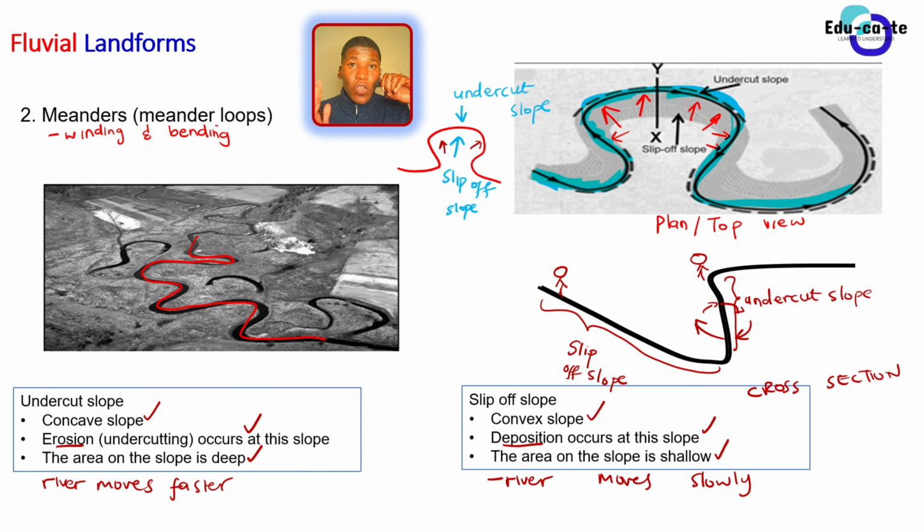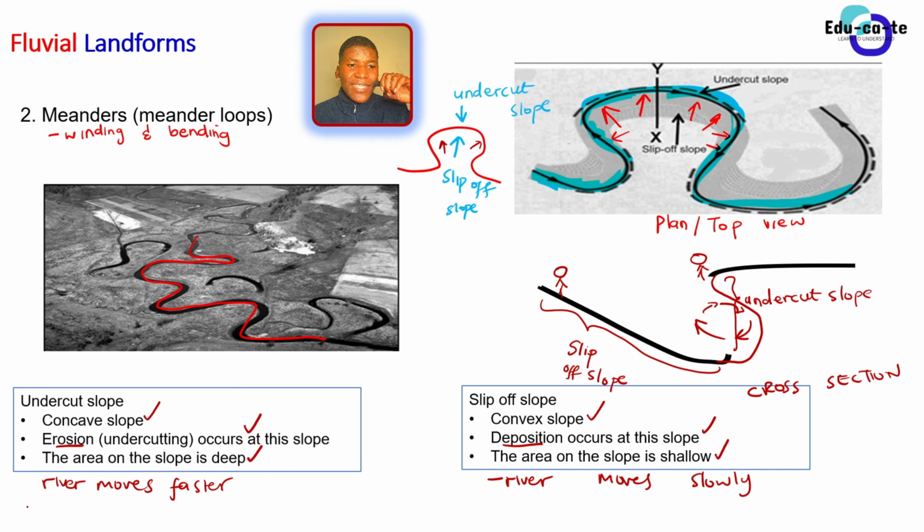Because at the slip-off slope, there's a lot of deposition, and at the undercut slope, there's a lot of erosion. So those eroded materials at the undercut slope will be deposited at the slip-off slope. Okay, I hope that's clear. And then, when that happens, how would that look? The undercut slope will move in that direction. It will probably now be here.